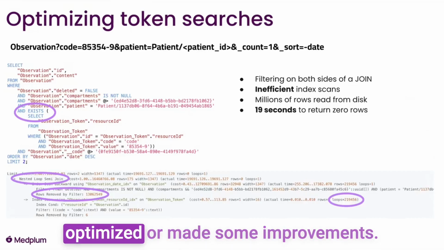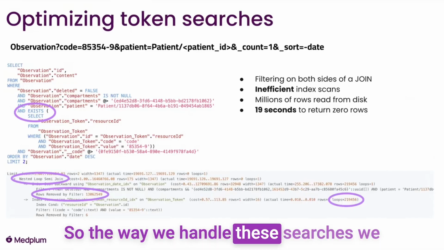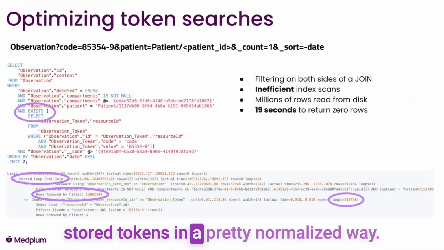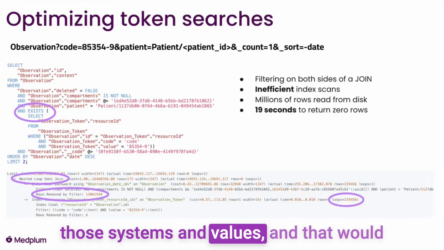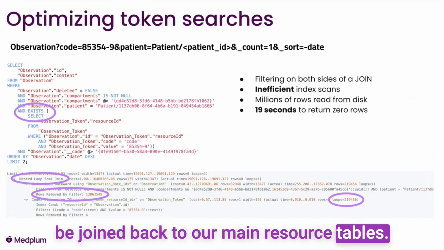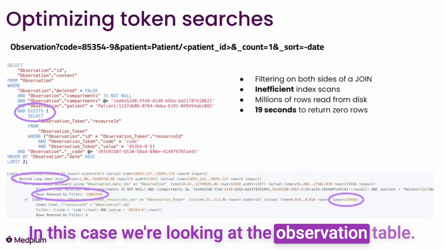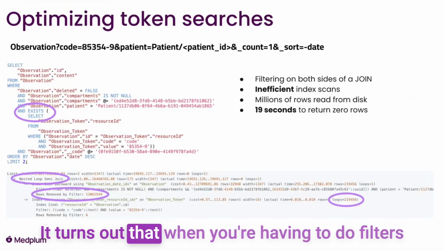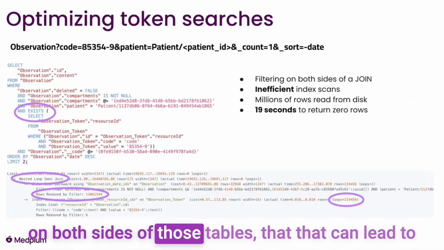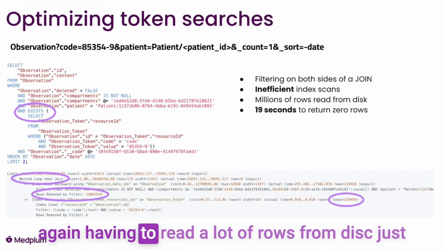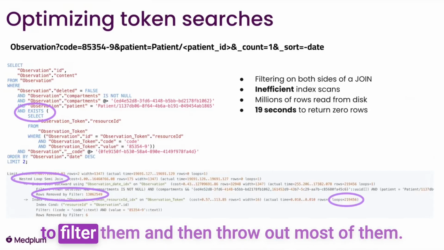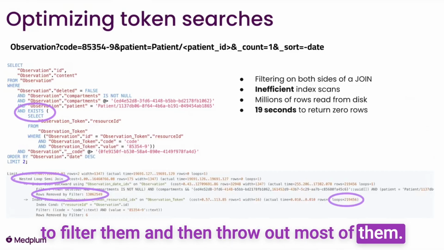Previously, before we made some improvements to the way we handle these searches, we stored tokens in a pretty normalized way. We'd have a separate table containing all those systems and values, and that would be joined back to our main resource tables. In this case, we're looking at the observation table. It turns out that when you're having to do filters on both sides of those tables, that can lead to some pretty nasty query plans, where we're once again having to read a lot of rows from disk just to filter them and then throw out most of them.